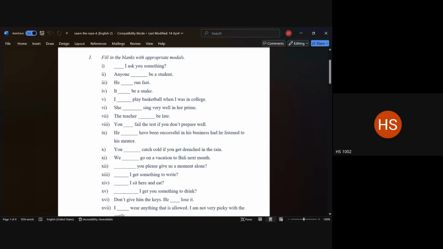I dash play basketball when I was in college. Could. I could play basketball when I was in college. So this is indicating what? Ability. No, ability, you are right.